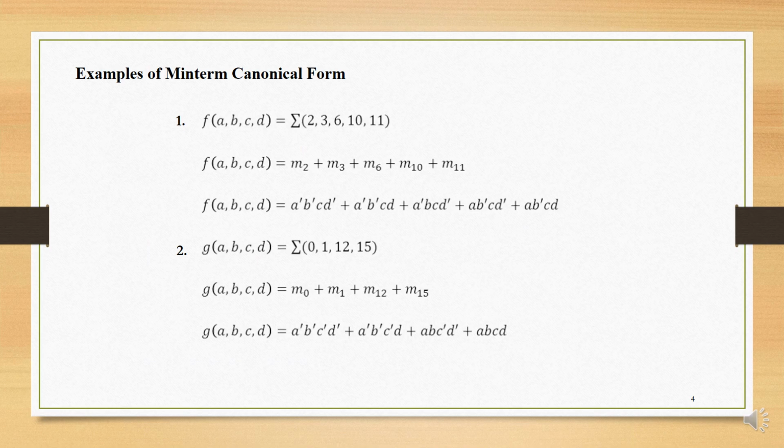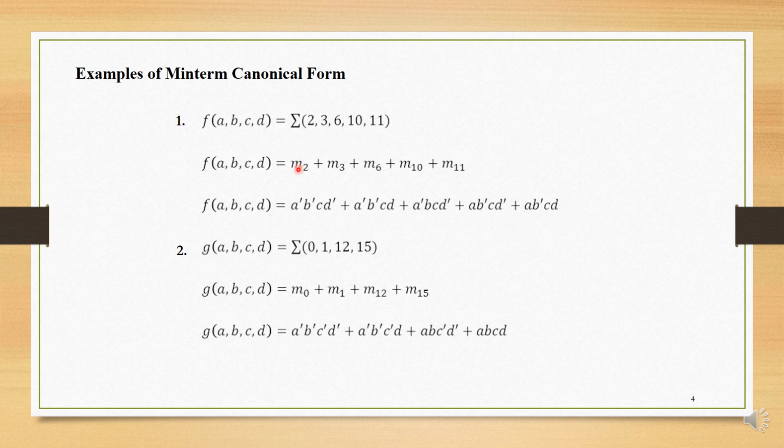Now let us look into the examples of Minterm canonical form. Already we have seen how to represent the Minterm canonical form from the truth table. So let us see some more examples of representing a Minterm canonical form. The first example here is f of a, b, c, d equal to summation 2, 3, 6, 10, 11.